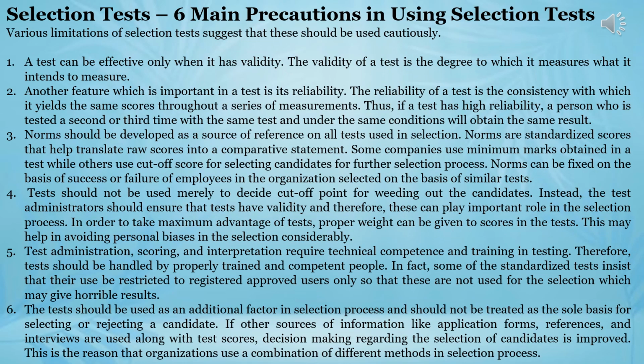Now we have to take certain precautions while using these selection tests. The first one is a test can be effective only when it has validity. Another feature which is most important is reliability. We have to check the reliability and the consistency with which it yields the same scores throughout the series of measurements. Third precaution is norms should be developed as a source of reference on the test used in the selection.